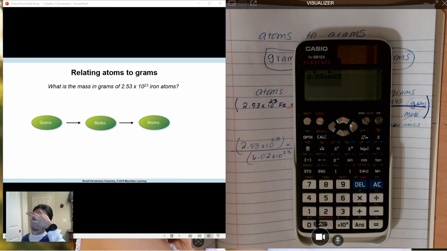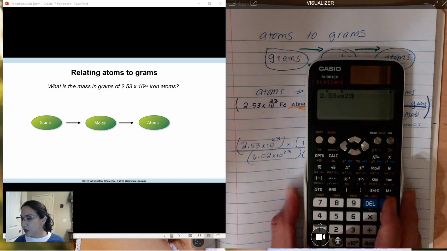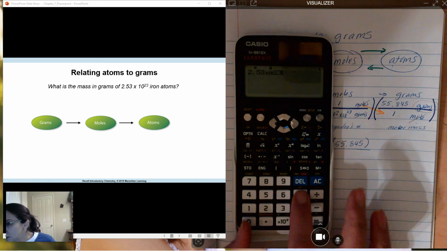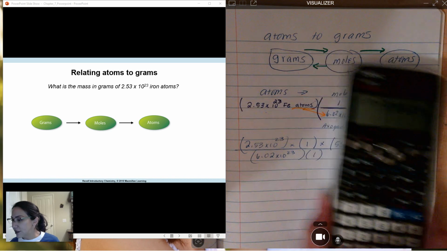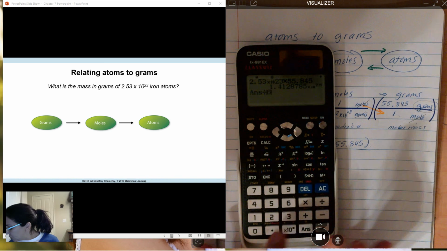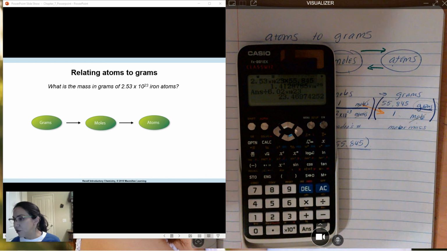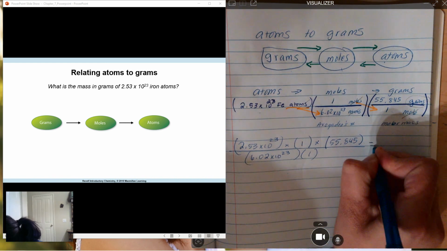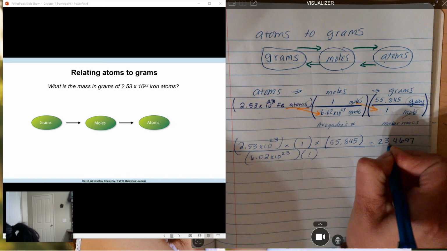Okay, hopefully you can see things a little better on the calculator. All right, so the 2.53 times 10 to the 23rd, and we're going to multiply it by 55.845, which is equal to that. And now we're going to divide it by Avogadro's number, 6.02 times 10 to the 23rd. All right, we're left with 23.4697. So it's equal to 2, 3, 4, 6, 9, 7.